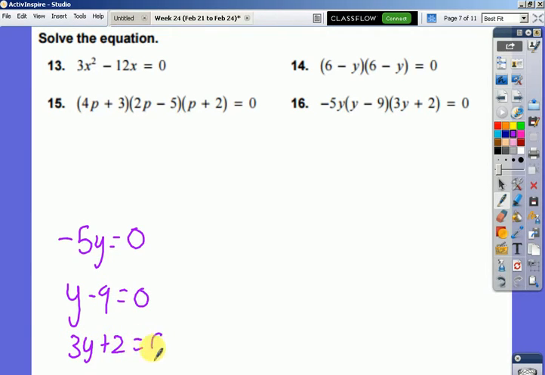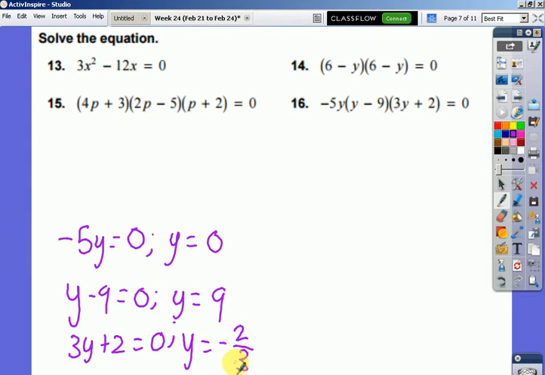These are just simple linear equations at this point. What's the first y equal? Yep. What's the second y equal? What's the third y equal? Subtract 2. Negative 2, please. Remember your signs. Okay. Questions?